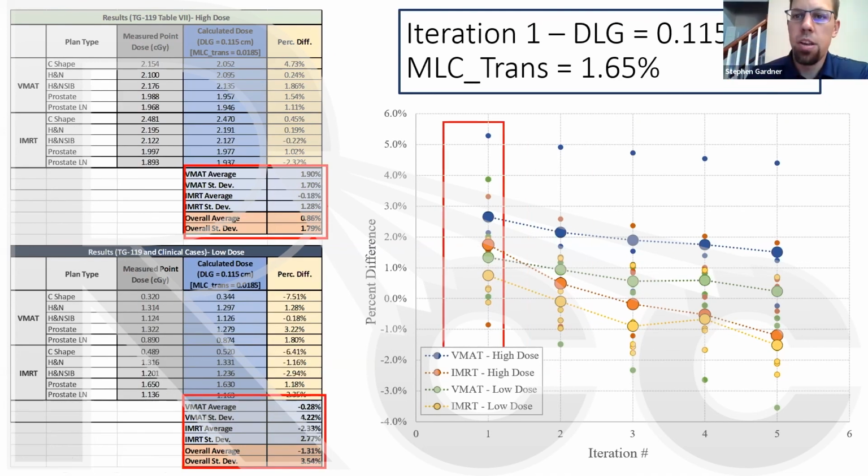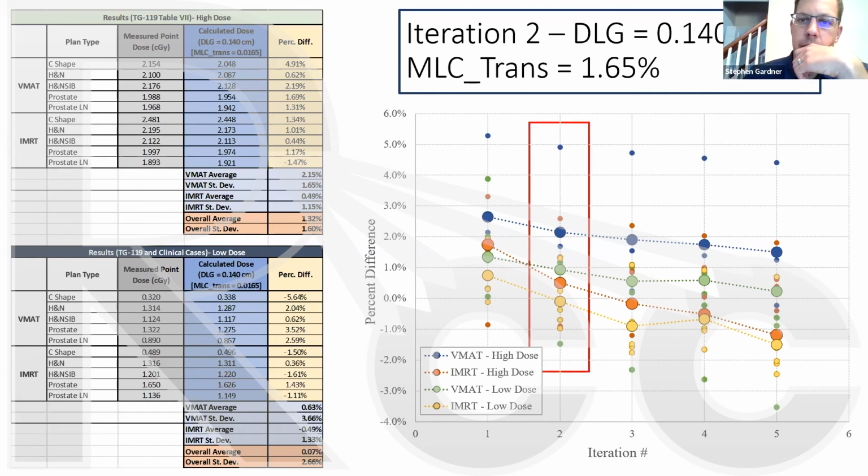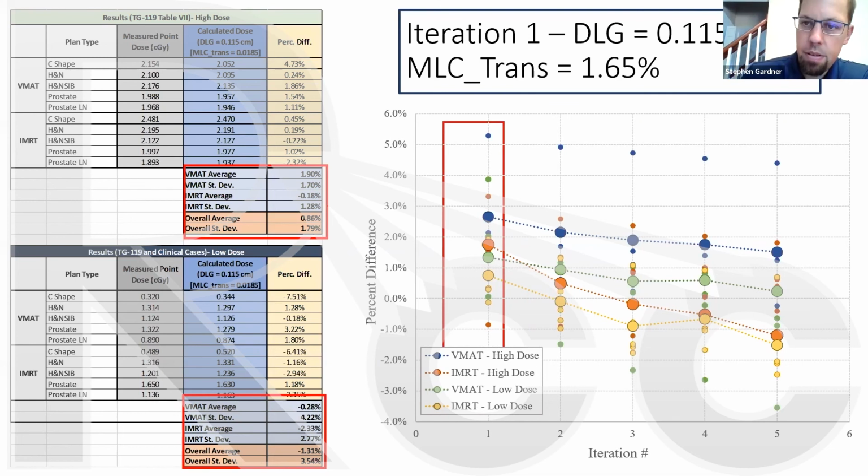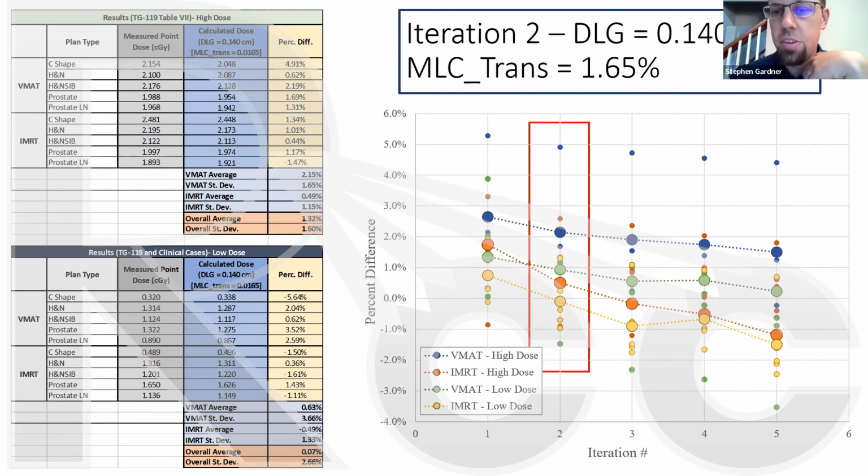This is iteration 1, so at our original DLG and MLC transmission values. In iteration 2, we increased our DLG from 0.115 to 0.14 and kept the MLC transmission the same. And what that did is it brought down the percent difference for the VMAT and the IMRT plans for both the low dose and the high dose. So we see we're getting closer to 0% here for all of these. We're not done yet though.